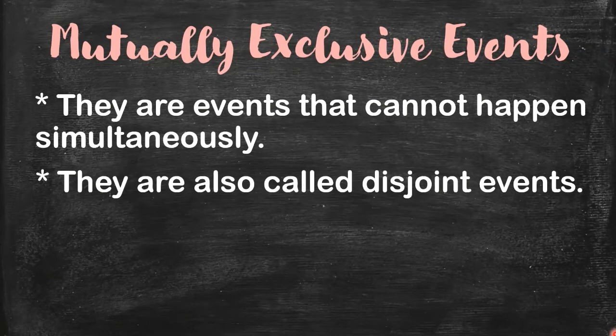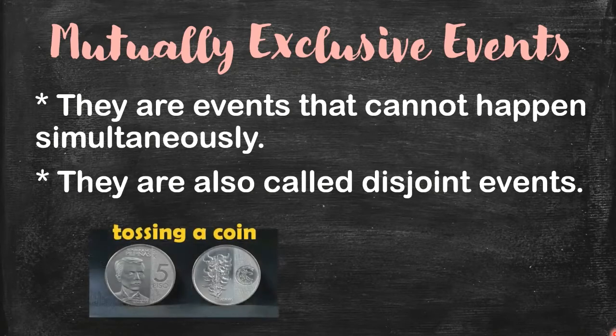Let me give you some examples of mutually exclusive events. Tossing a coin. The event of getting a head and the event of getting a tail are disjoint events. They are mutually exclusive events because they cannot happen at the same time. Di ba? Pag nag-toss ka ng coin, hindi pwedeng sabay siya mangyari. Dapat isa lang sa kanila.